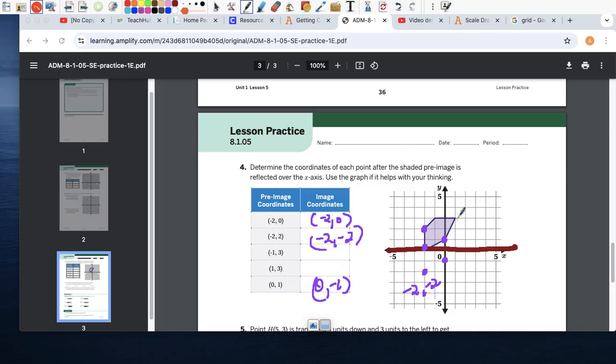1, 3 is this guy here. So its image would be 1 to the right, but still, instead of going 3 up, we would go 3 down. 1, 2, 3. 1, comma, negative 3. And then finally this guy here is negative 1, 1 to the left, and 3 up. So its image would be 1 to the left and 3 down. If you connect the dots, we have that same image that we had on top, but on the other side of the mirror at the bottom.